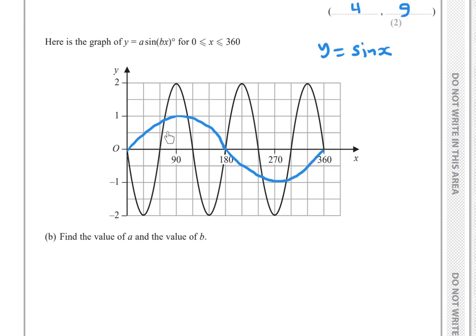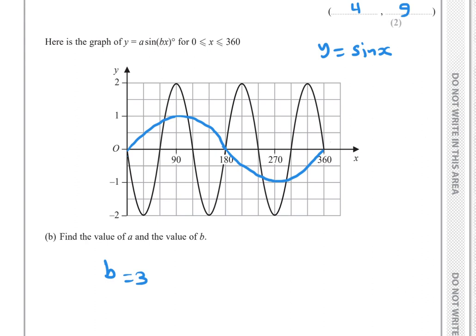But now for that, 1, 2, 3, so 360 divided by 3 is 120. So the period for the new function is 120. So now this means it is compressed by scale factor 3 or stretched by scale factor 1 over 3. So now you can deduce that b equals 3 because we have 3 periods in 360. This means compressed 3 times, so b equals 3.